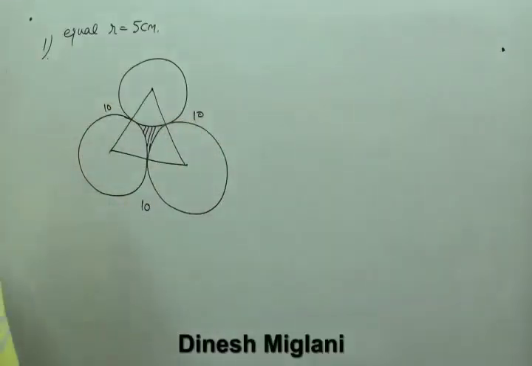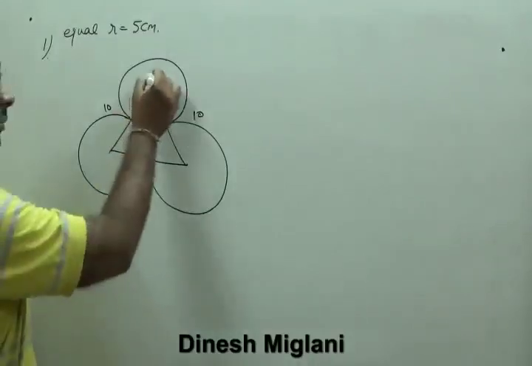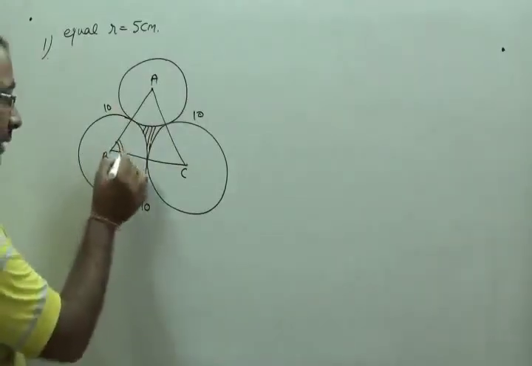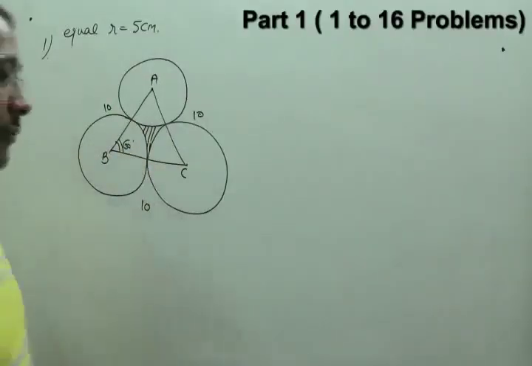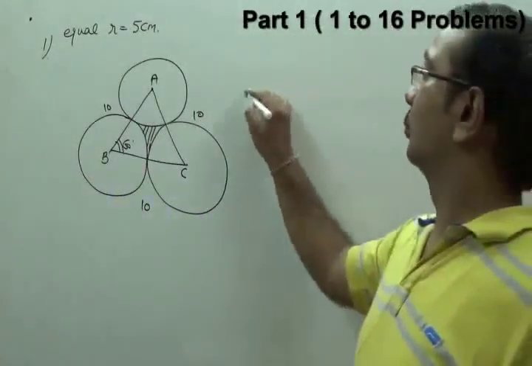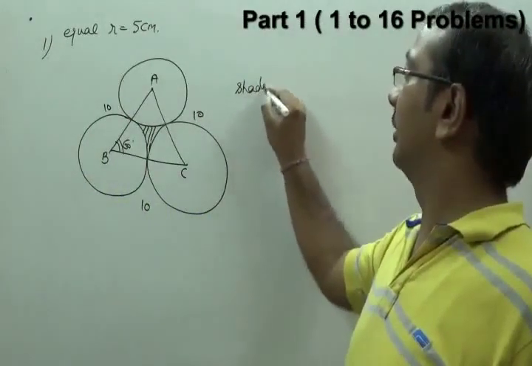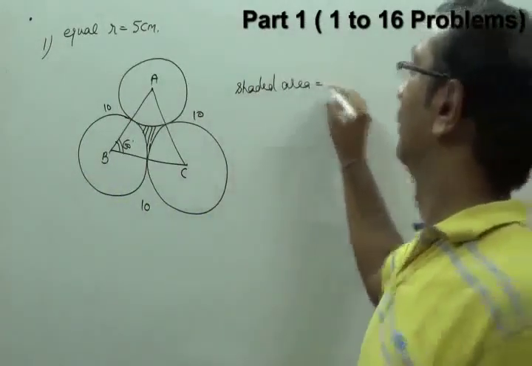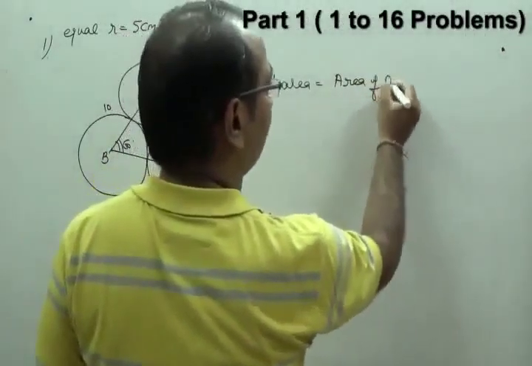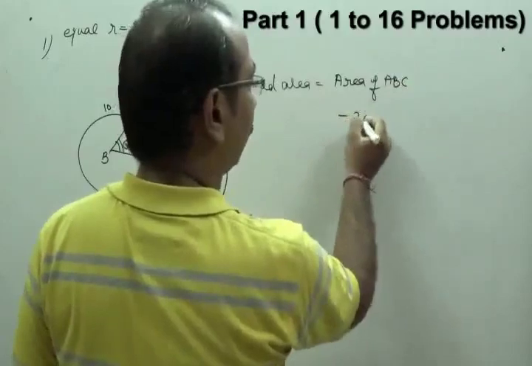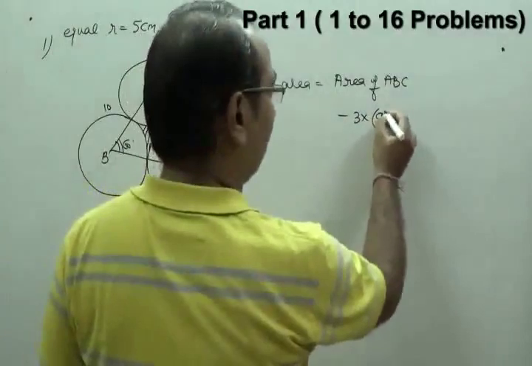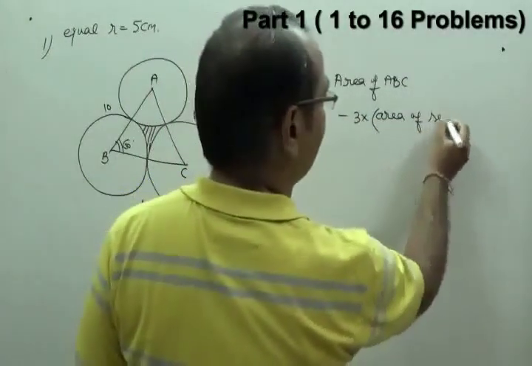So I can say that it becomes an equilateral triangle because the sides are equal, A, B and C. I hope it's clear. If it is an equilateral triangle, it means this angle is 60 degrees. Now if you have to find the shaded portion, what you have to do is: shaded area is equal to the area of the equilateral triangle, area of triangle ABC, right? Subtract 3 into the area of this particular sector. So I can say 3 into the area of the sector. That becomes my answer. Okay.